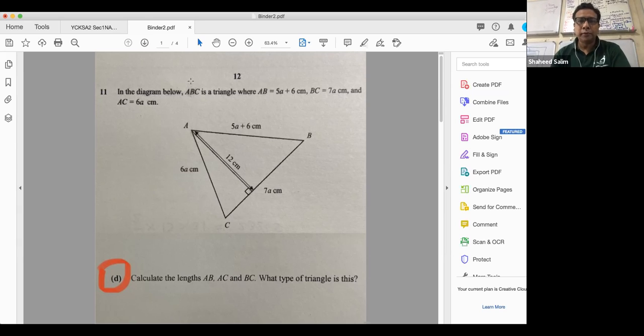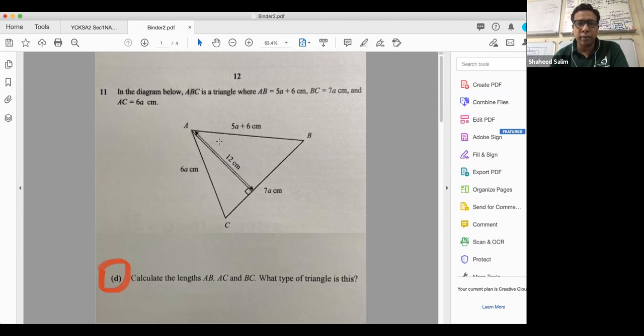All right. In the diagram below, ABC is a triangle. AB is 5a plus 6 cm. BC is 7a cm. AC is 6 cm. Okay. So then they ask you to find the lengths. Calculate the lengths of AB, AC, and BC.